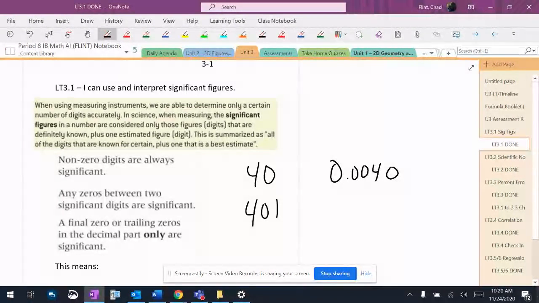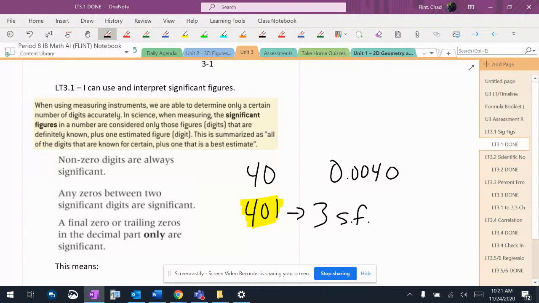Significant figures. Any number that's not a zero is always significant. So the 4 in the 40 is significant, the 4 and the 1 are significant, and then the 4. So those are always automatically significant. Any zeros that fall between two significant digits also have to be significant. So in this 401, everything is significant because the 4 is significant, and so is the 1, and that means the 0 is in between. So that has three significant figures.